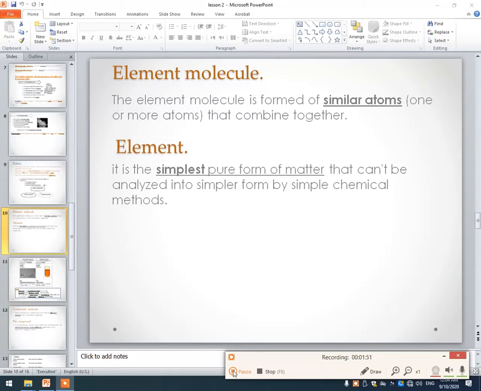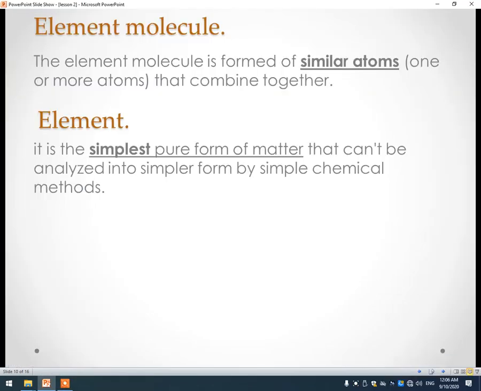Now you have to know what's meant by the element. The element is the simplest pure form of matter that can't be analyzed into a simpler form by simple chemical methods. For example, if I have an iron chair, the simplest pure form of the chair that is made from iron is the iron. So the iron is the simplest pure form of the matter.